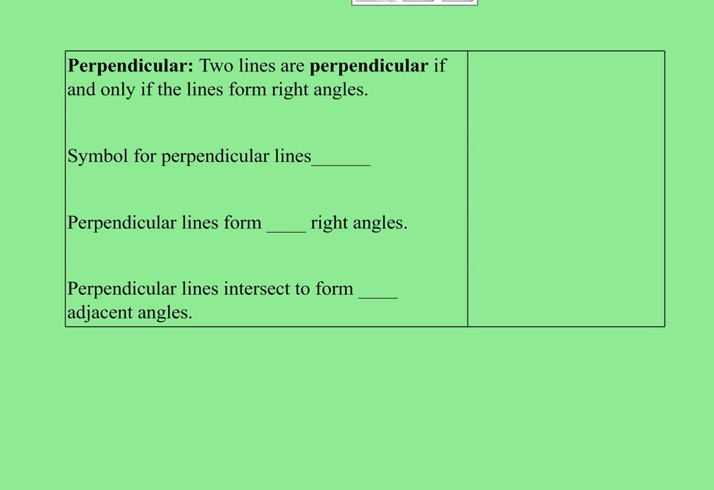Two lines are perpendicular if and only if the two lines form right angles. The international symbol for perpendicular lines is an upside down T. Perpendicular lines form two right angles. Perpendicular lines intersect to form two adjacent angles. All right, so if you've got this, these two are perpendicular. They form two right angles. They form two adjacent angles.